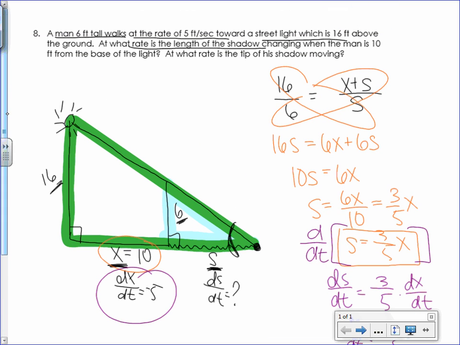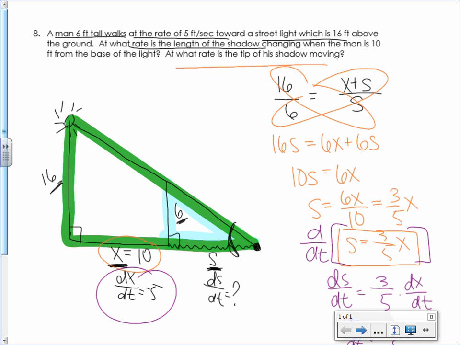The second part is asking the rate that the tip of the shadow is moving. Again, this is kind of like what I just said. Your shadow is dependent on both x and s in this case, because it depends on how fast your shadow is changing, but that is also dependent on how fast you're moving away or closer to this light.